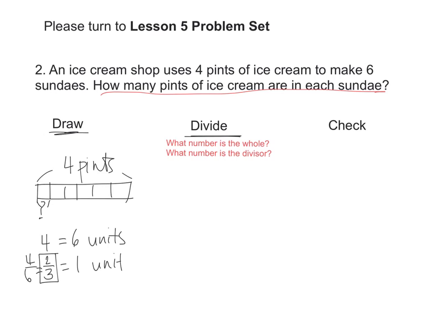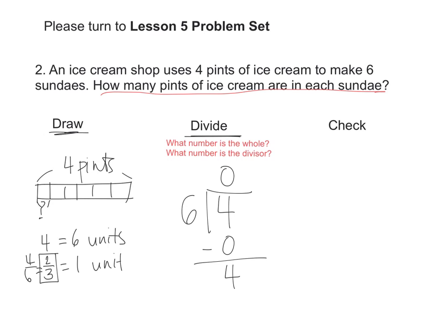So what's being divided? The 6 sundaes or the 4 pints? 4 pints. Yeah, that's what's being shared, which means which one's the whole? 4. So when we divide, let's put the whole inside the house. So that's the 4. And then the divisor's knocking on the door, which is what? 6. Okay, good. So how many times can 6 go into 4? 0. And 0 times 6 is? 0. What's left over? 4.